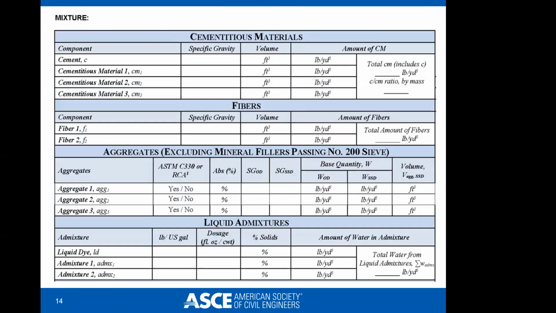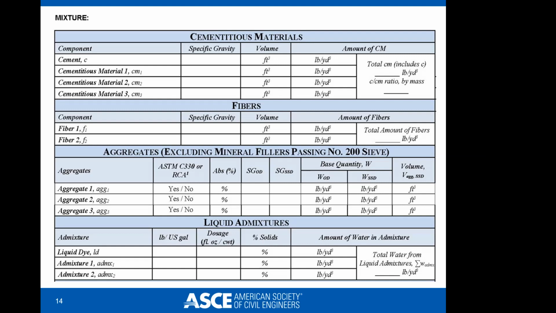So this is more of a blow up of the top half of the mixed design table. Basically, you would indicate your specific gravities, your volumes, and the amount of cementitious materials that you have. This also covers the CSMs and any pozzolans that you may have. The fibers, your aggregates, excluding those passing the number 200 sieve. You also indicate whether or not it doesn't meet the requirements of C330 or RCA. You give your percentage of absorption, and you indicate your oven dried and saturated surface dry specific gravities, your base quantities, and the volume of your aggregate in the saturated surface dry condition.